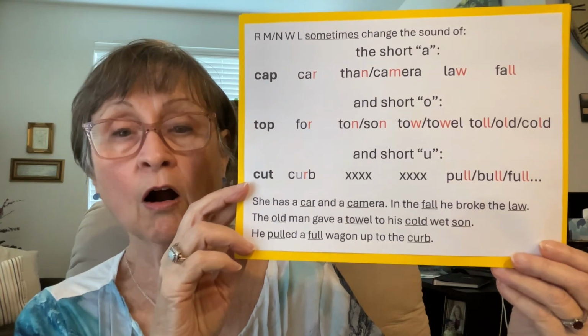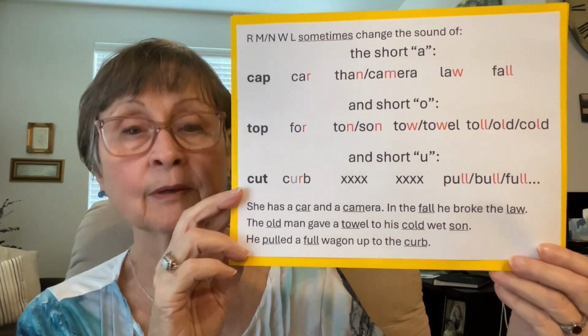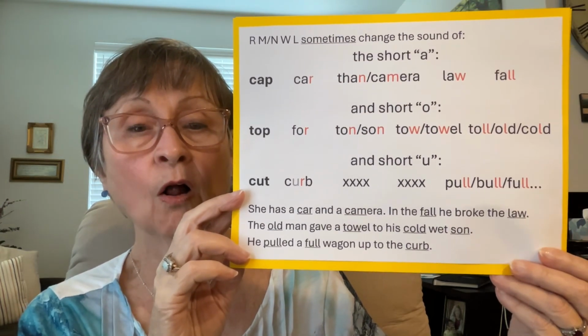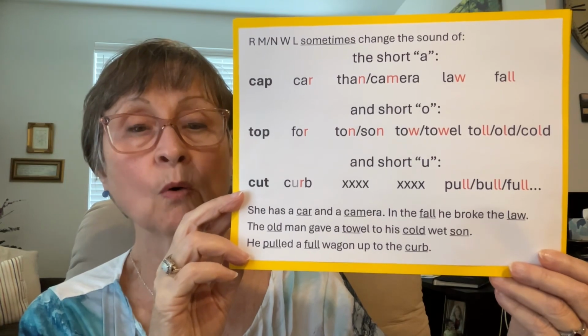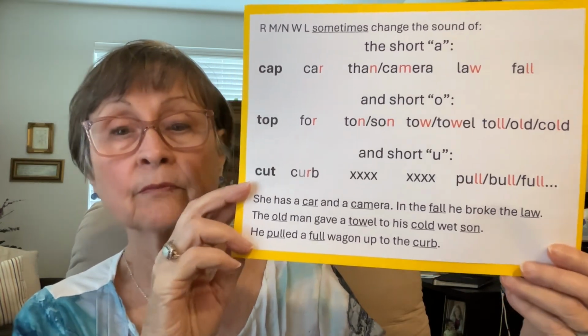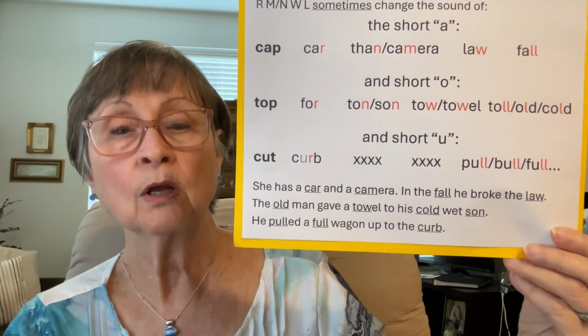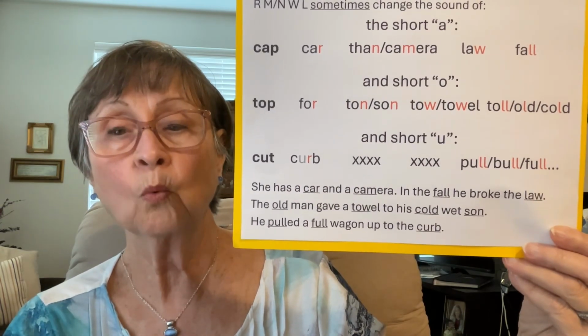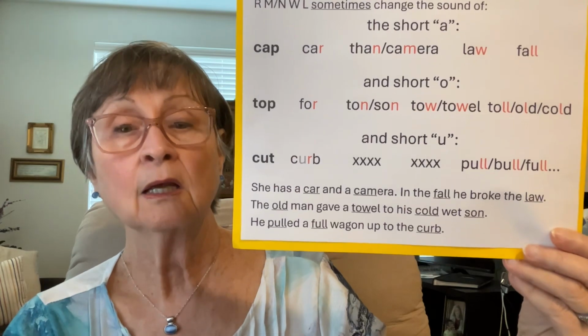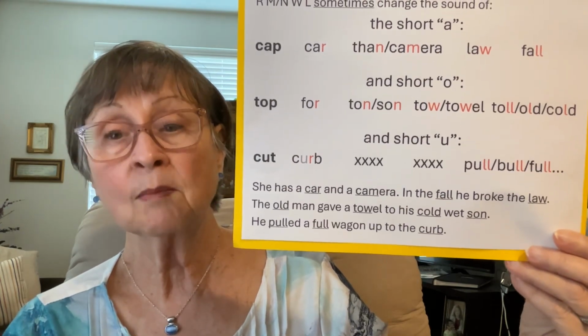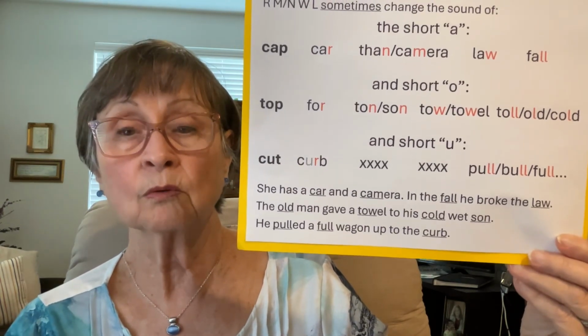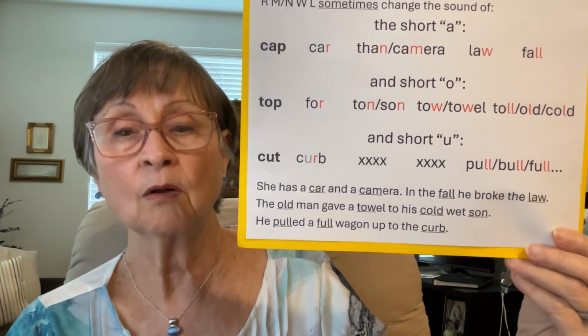She has a car and a camera. In the fall, he broke the law. The old man gave a towel to his cold, wet son. Maybe his son had been swimming and he came back in and he was cold. So the old man gave him a towel.